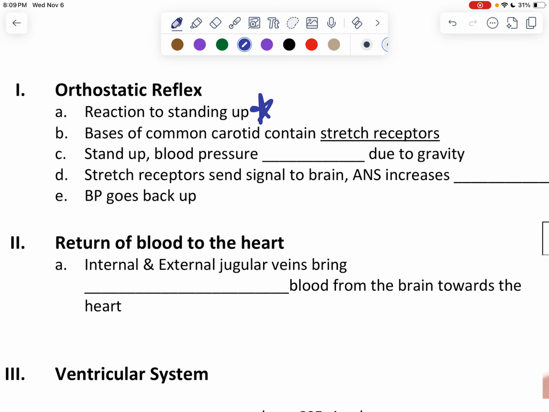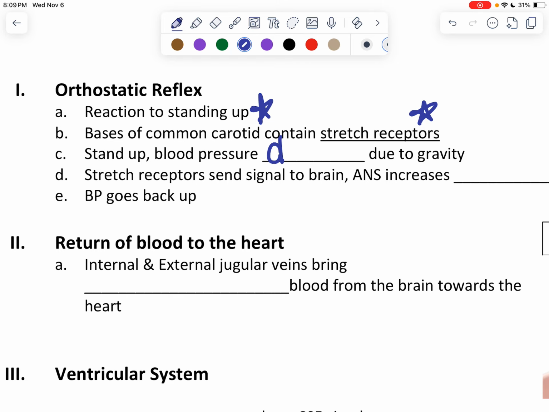The basis of the reflex is in the common carotid. The bases of those contain stretch receptors. So you have little receptors in your blood vessels that respond to lack of blood flow. Standing up really fast causes your blood pressure to drop.